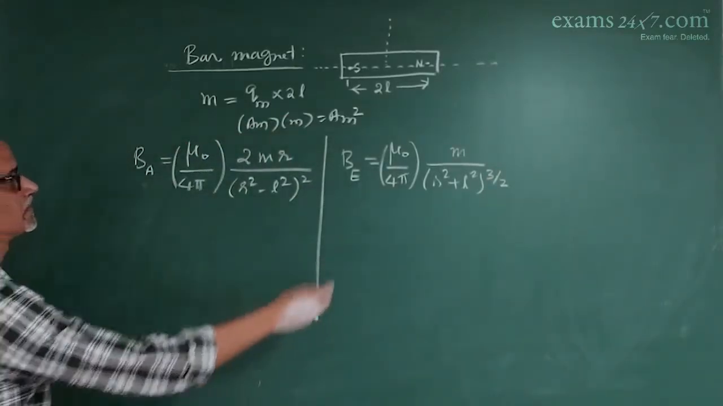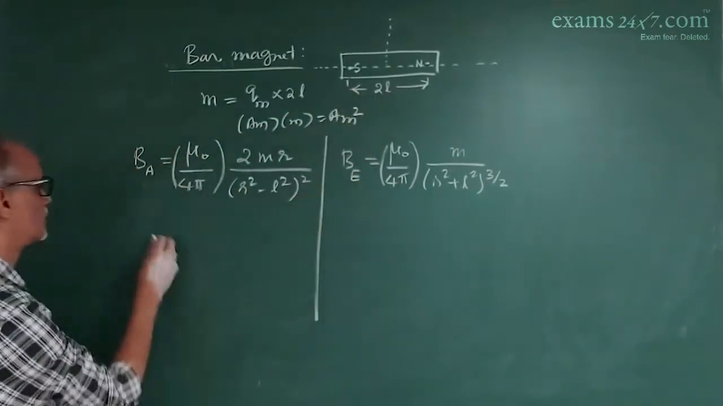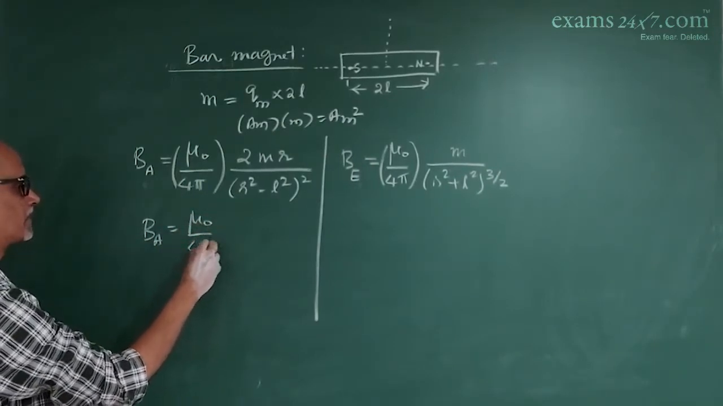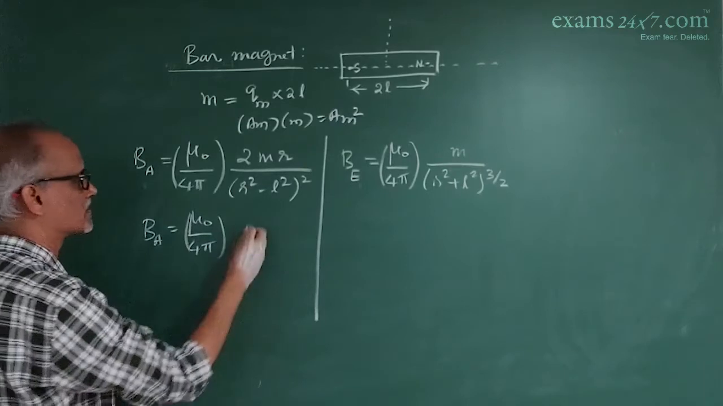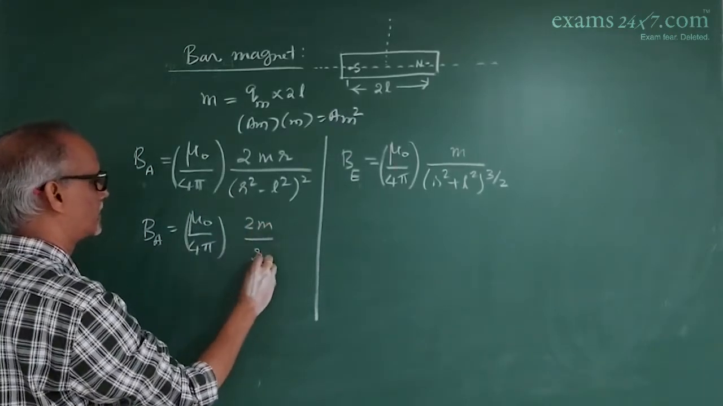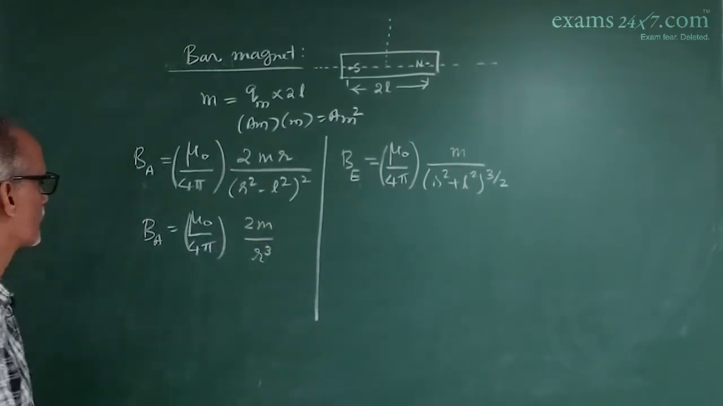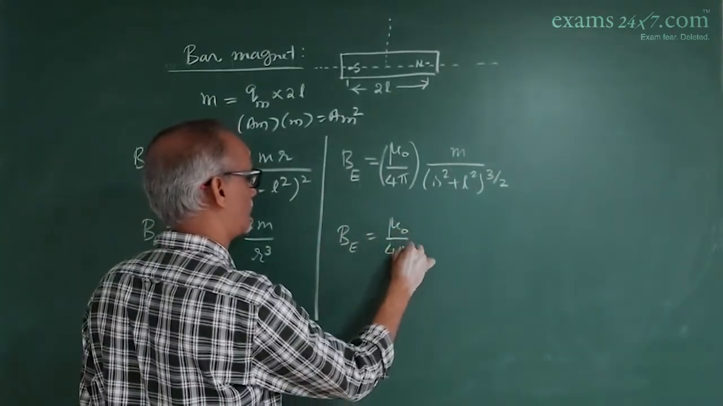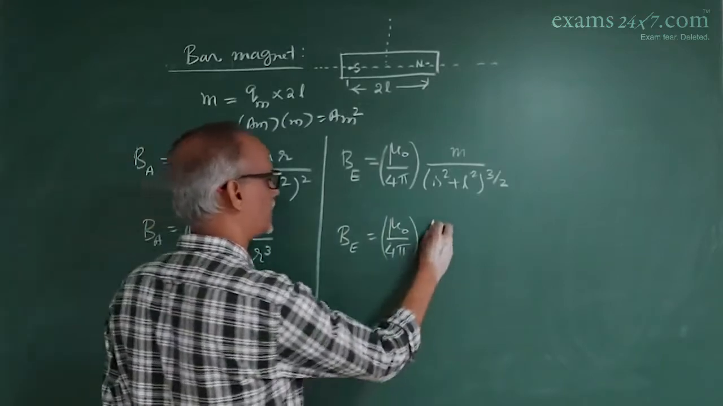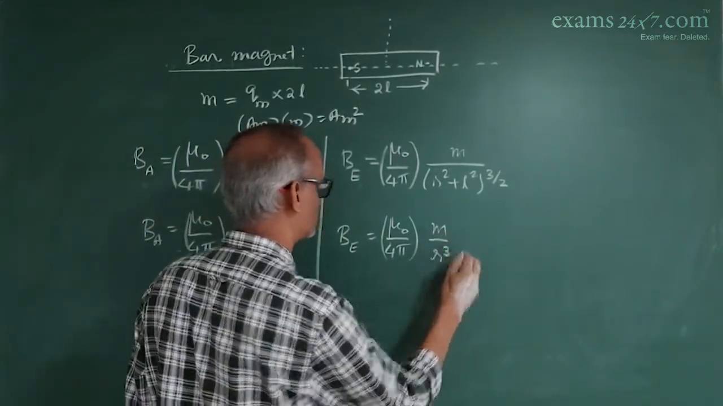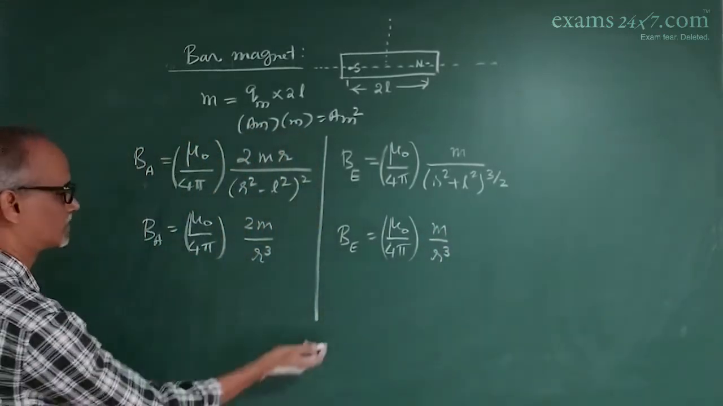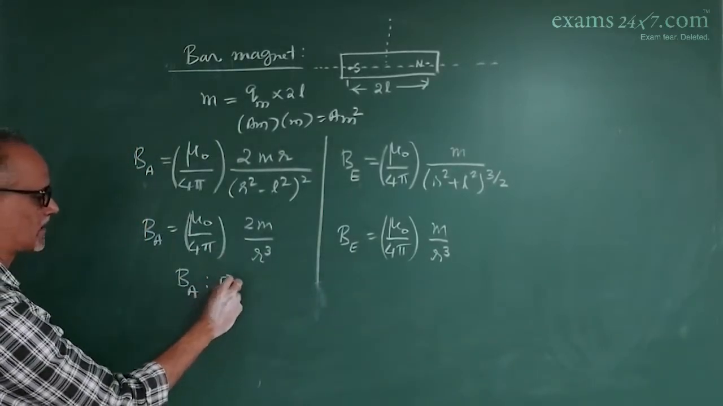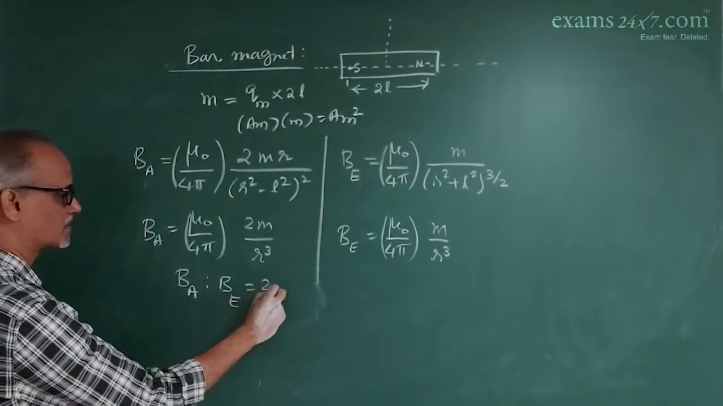If it is a short magnetic dipole, then the field at a point on the axis is mu naught by 4 pi into 2M by r cube, whereas the field at a point on the equatorial line is mu naught by 4 pi into M by r cube. And the ratio of the field at a point on the axis to that at a point on the equatorial line is 2:1.